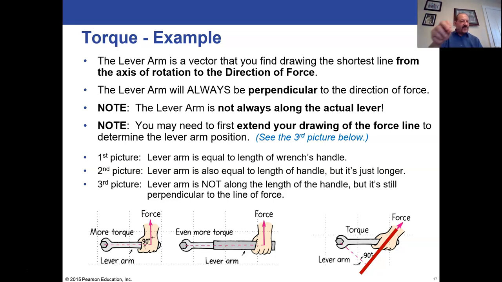Well, that line, the shortest line, is always going to be the one perpendicular to the force, and that's shown here in the blue dotted line, showing you the right angle. So that's the lever arm. In this case, it's not the same as the handle of the wrench.